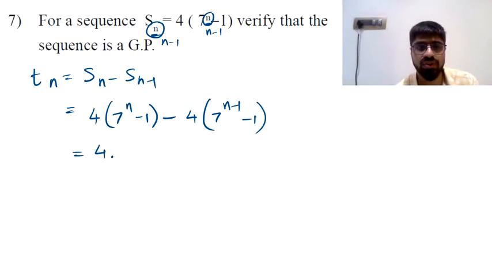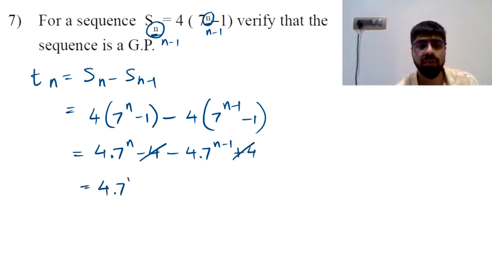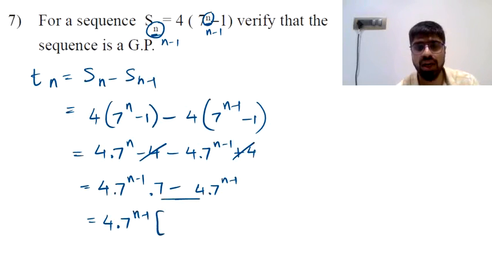Try to expand the bracket. This will be 4 into 7 power n minus 4 minus 4 into 7 power n minus 1 and plus 4. So minus 4 and plus 4 get cancelled. 4 into 7 power n, you can write it as 4 into 7 power n minus 1 into 7, minus 4 into 7 power n minus 1. 4 into 7 power n minus 1 can be pulled out common. So you have 4 into 7 power n minus 1 being pulled out common, and 7 minus 1 will be left inside the bracket. 7 minus 1 will be 6, and that 6 into 4 is going to make it 24. So the nth term is 24 into 7 power n minus 1.